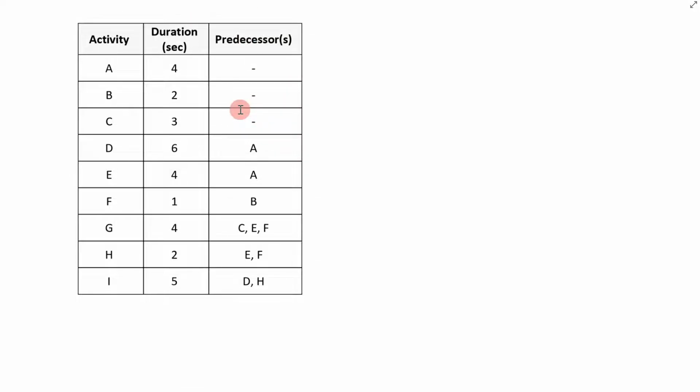Remember, before you begin drawing your activity network, what you want to do is identify where you're starting from. So where am I starting from? Well, as you can see here, I have no predecessors there. So that means this is where I'm going to start.